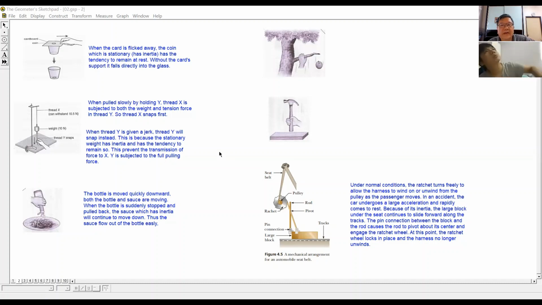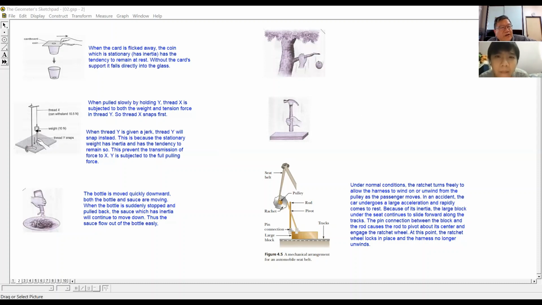You pull. Oh wait, this is because it's stationary. Or is it? Y is subjected to the full pulling force. That's why it snaps first.